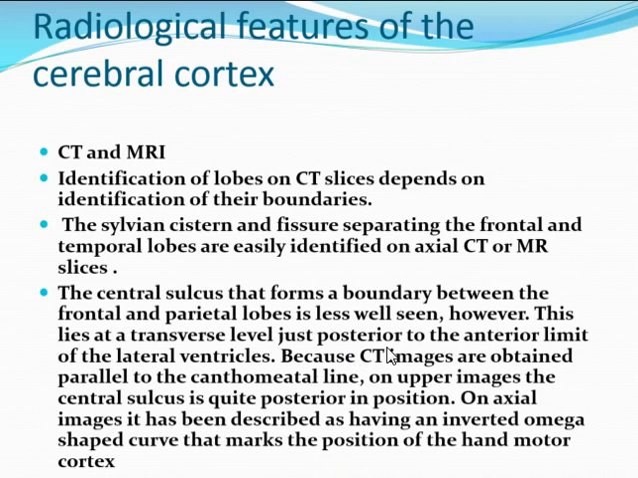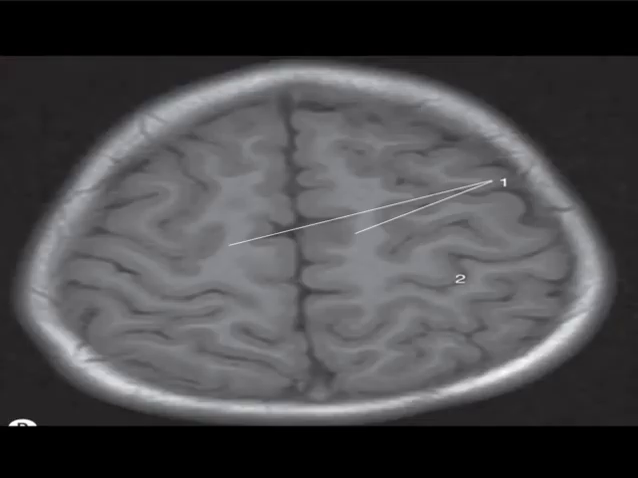However, this lies at the transverse level just posterior to the anterior limit of the lateral ventricle. Because CT images are obtained parallel to the canthomeatal line, on the upper image, the central sulcus is quite posterior in position. On axial images, it has been described as having an inverted omega shaped curve that marks the position of the hand motor cortex, like in this image.